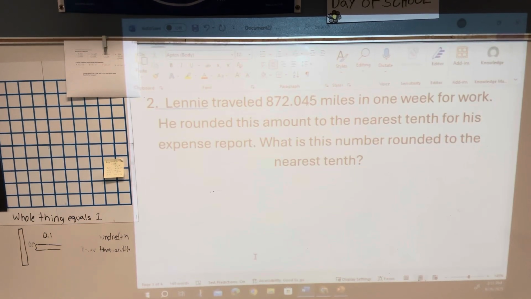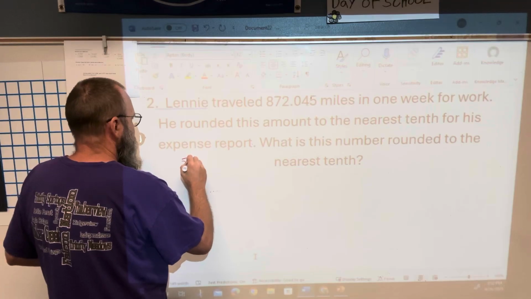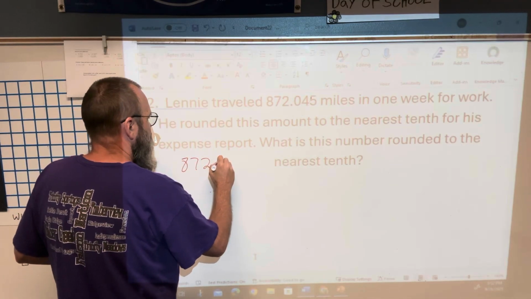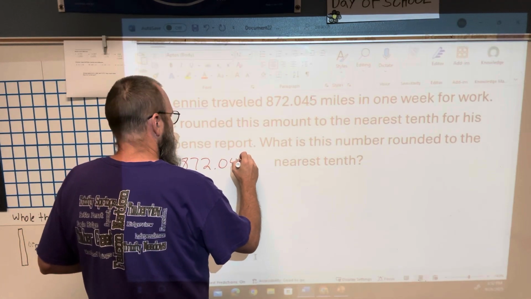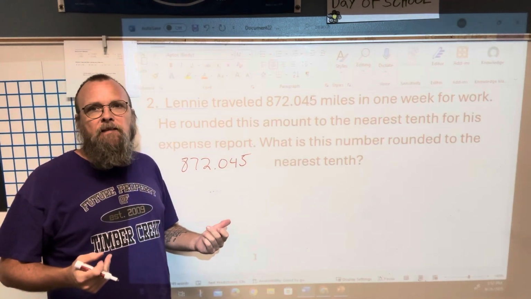Problem number 2, Spot Review 7. Lenny traveled 872 and 45 thousandths miles in 1 week for work. He rounded this amount to the nearest tenth for his expense report. What is this number rounded to the nearest tenth? Okay, so I have 872 and 45 thousandths. I have to identify the tenths place.